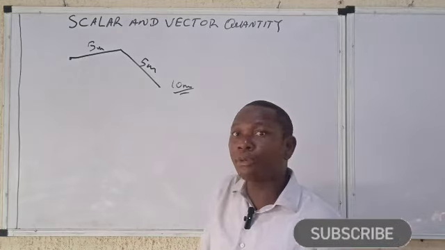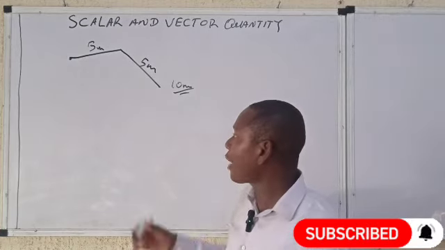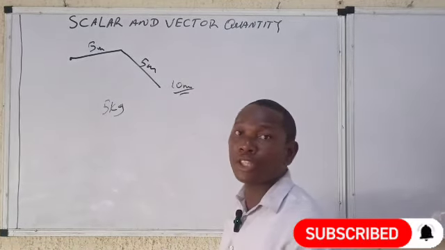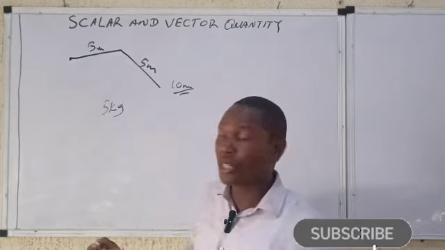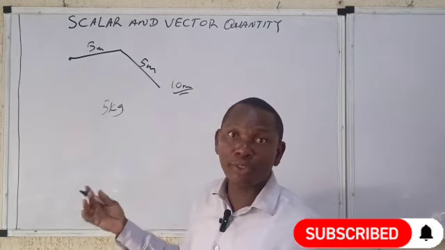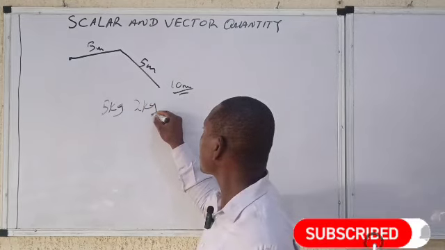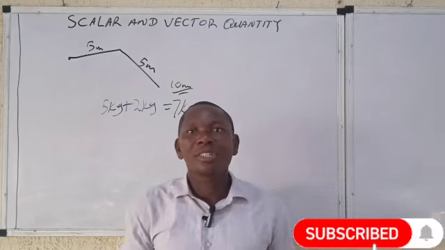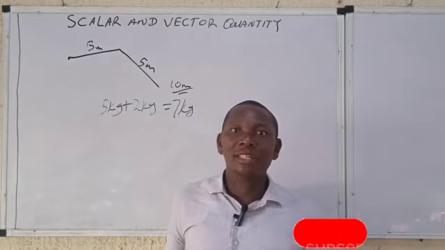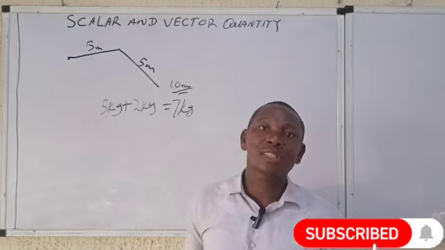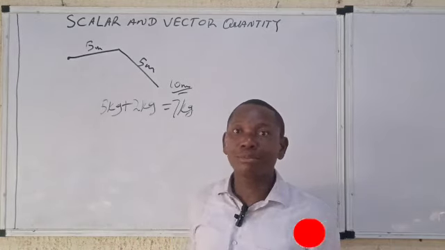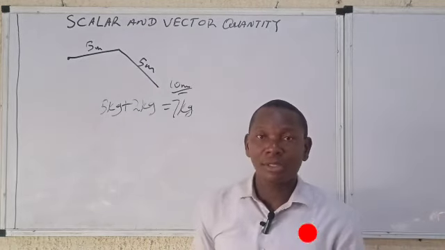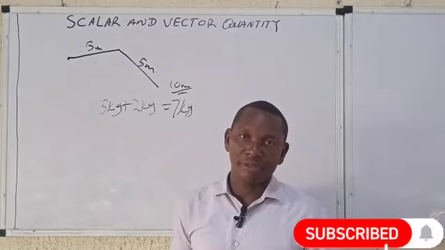Or a chef weighs 5 kg, and you add another chef of 2 kg, the total mass of the two chefs together is, you just add, 7 kg. So you realize that ordinary algebraic mathematical operations can be used to add, subtract, or do any operation on scalar quantities. But vector quantity is actually different.